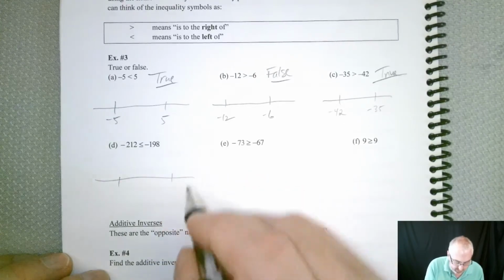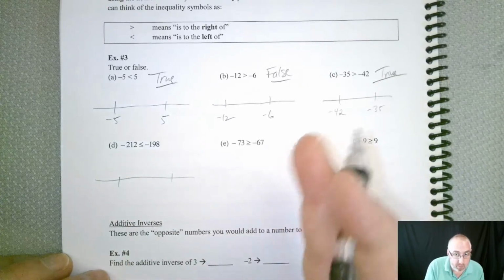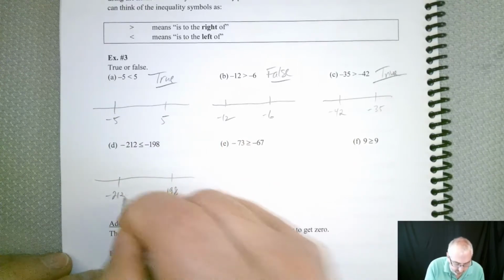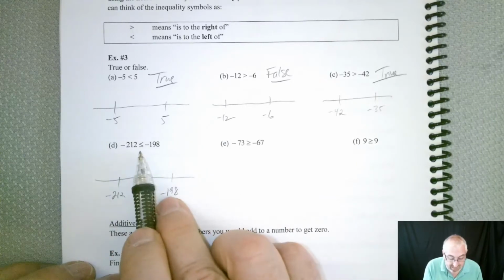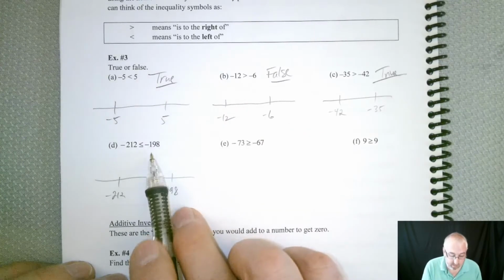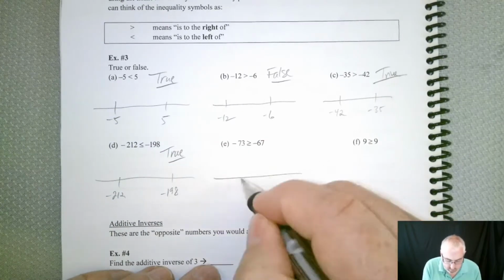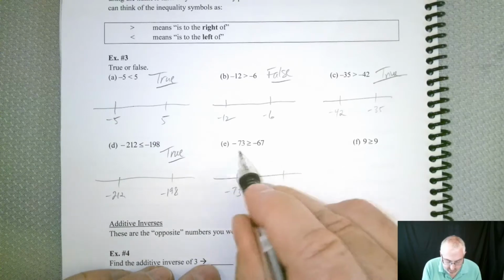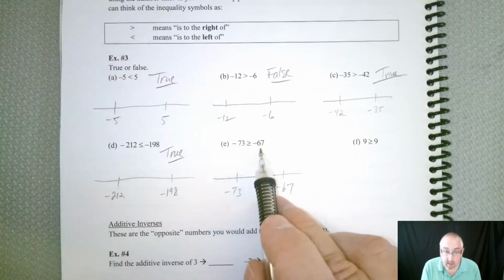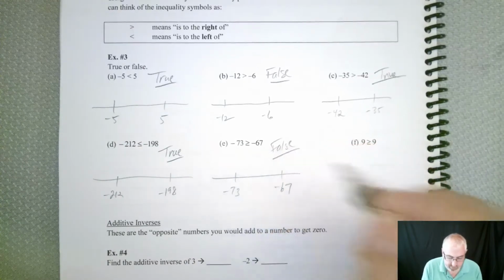So we got our two spots, negative 212 and negative 188. Again, if we're working from right to left, which one do we hit first? We would hit the negative 188 first, and then we'd hit the negative 212. Now is negative 212 less than or equal to, or to the left of, negative 188? Yeah, it's on the left. So that's true also. Negative 73, I think, is going to be on the left. Negative 67 is going to be on the right. Is negative 73 to the right of negative 67? Nope. That's going to have to be false.